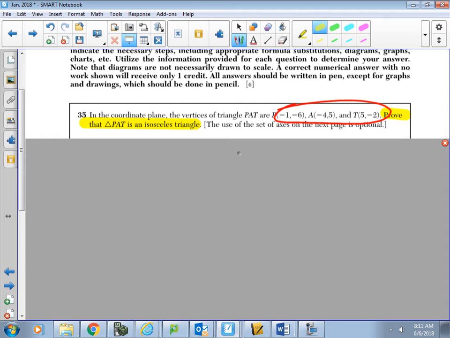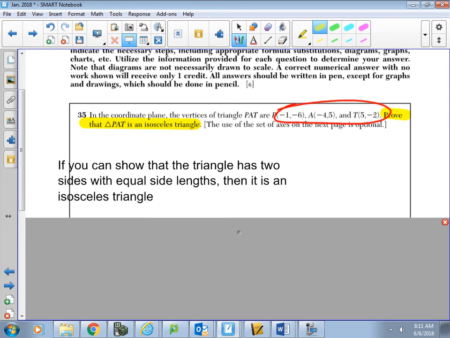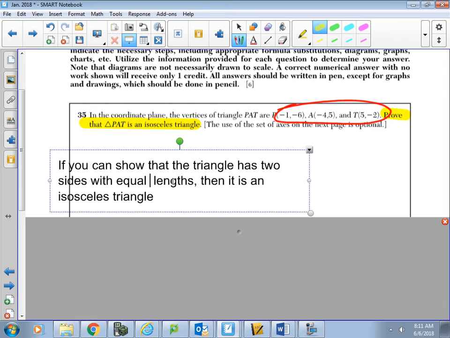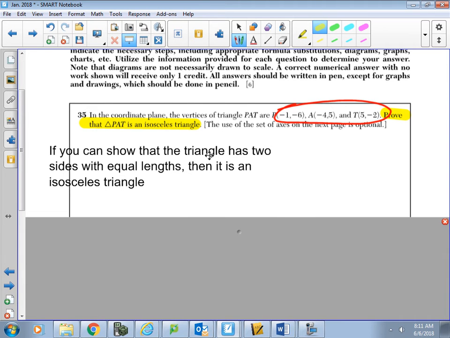Okay, and there is a way to do it. We just have to figure out what it is. All right, so looking here, if you can show that the triangle has two sides with equal side lengths, that's kind of bad English here, two sides with equal lengths, then it is an isosceles triangle, all right?